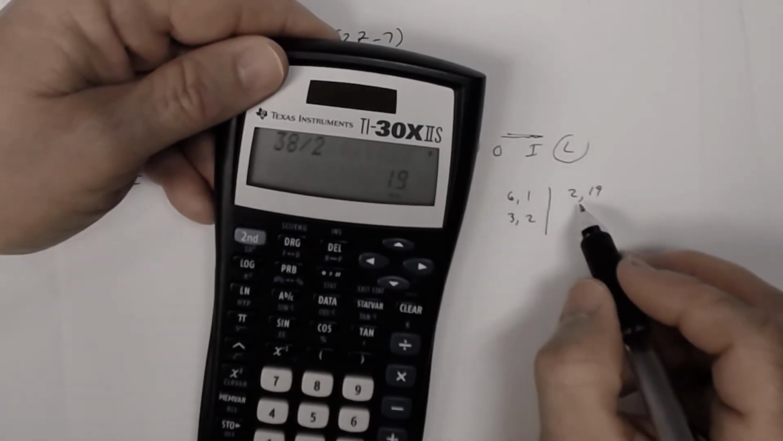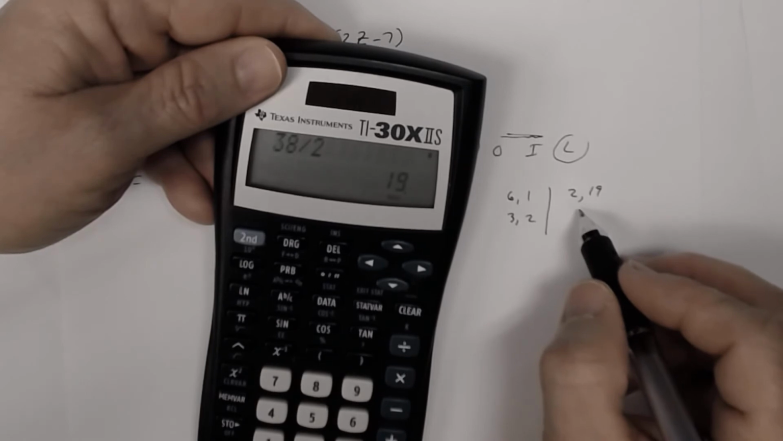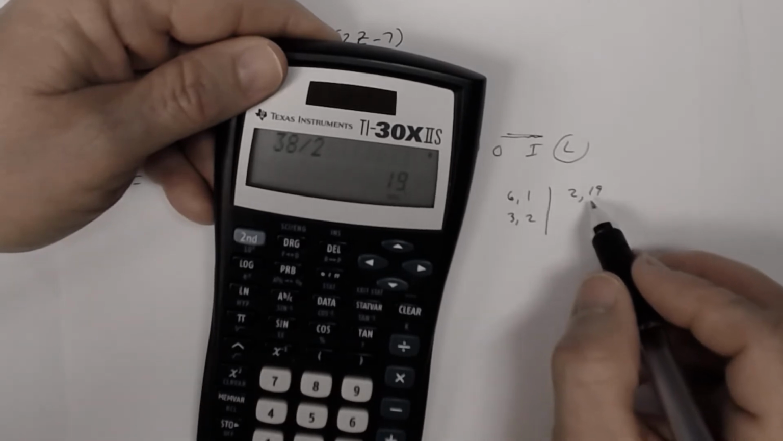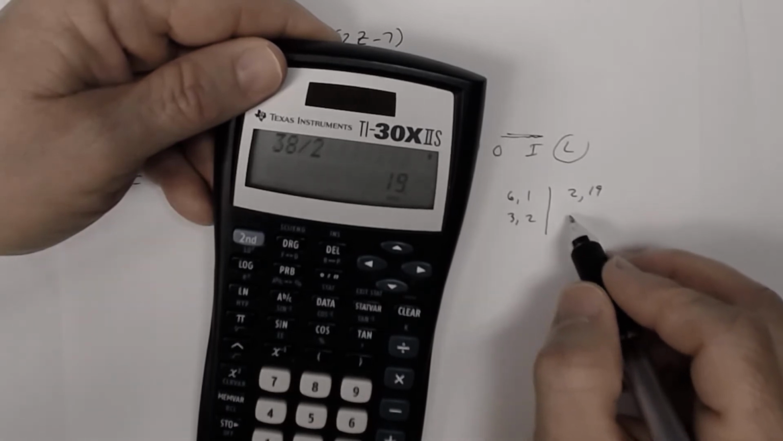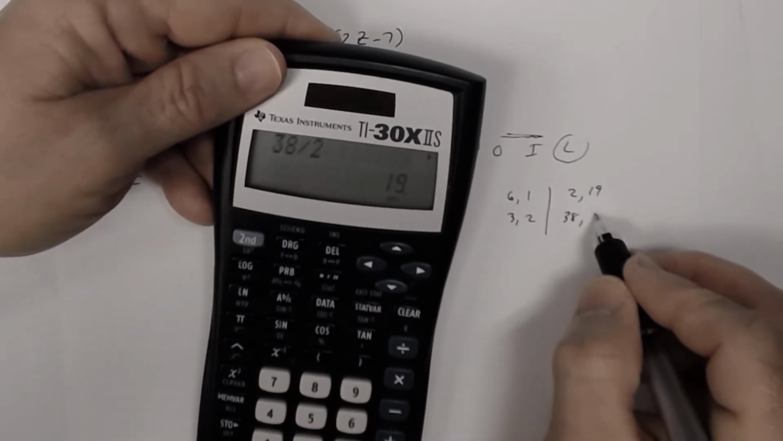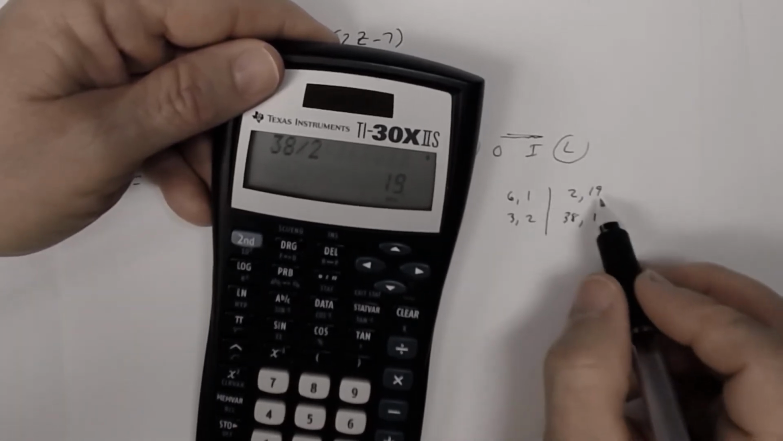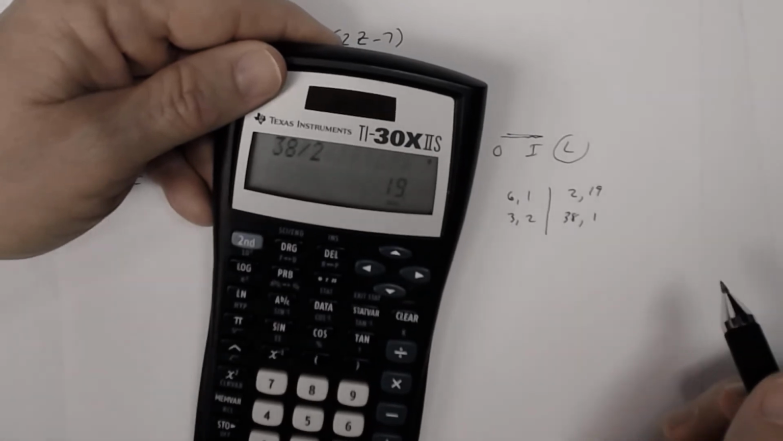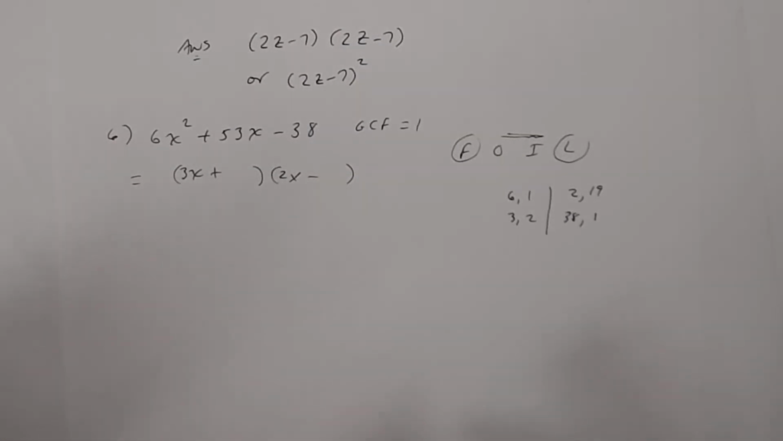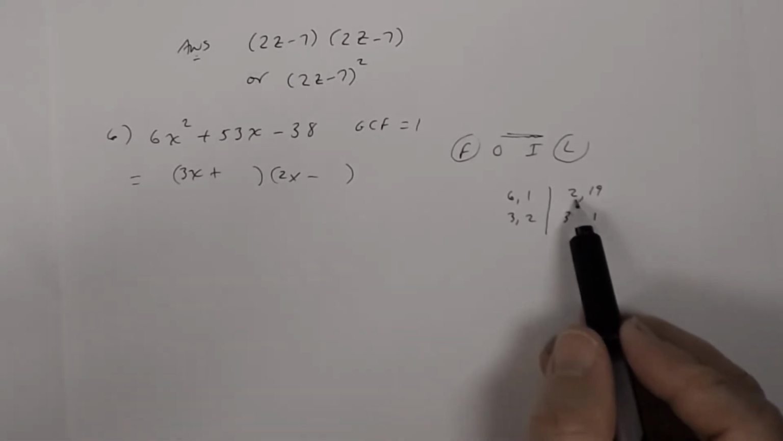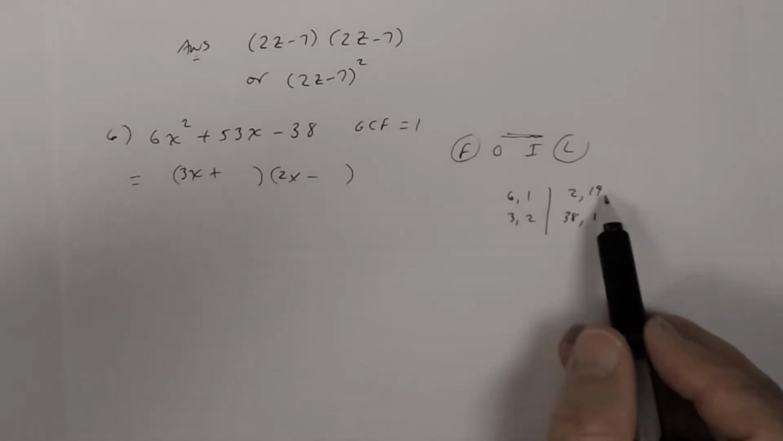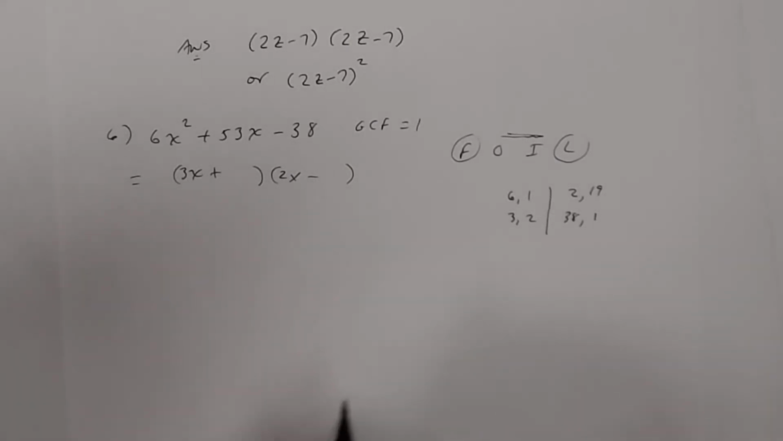Now, because 2 is prime and 19 is prime, the only other possibility is 38 and 1, right? Because 2's prime, 19's prime. So those are the only possibilities. Okay, so that's not that bad. So let's look at 2 and 19. Let's try that first.